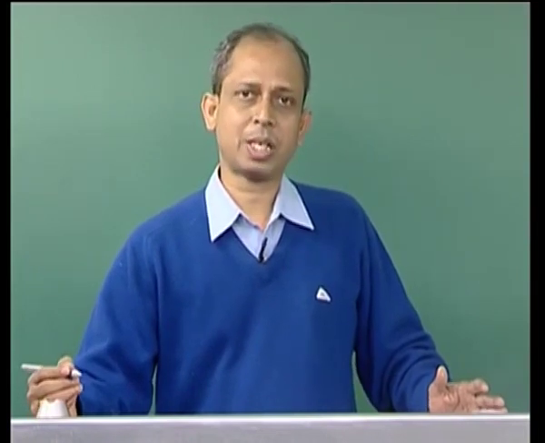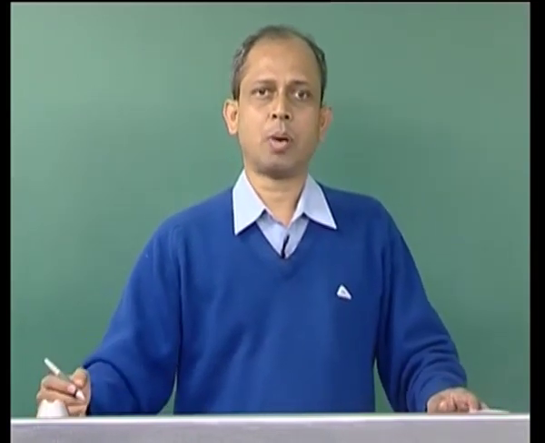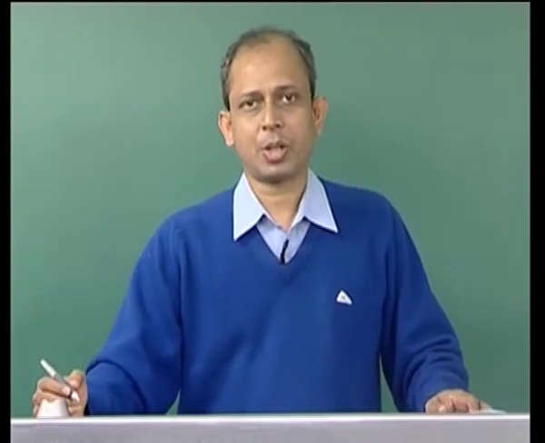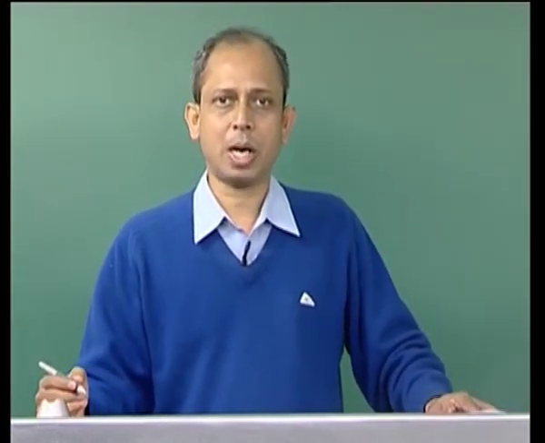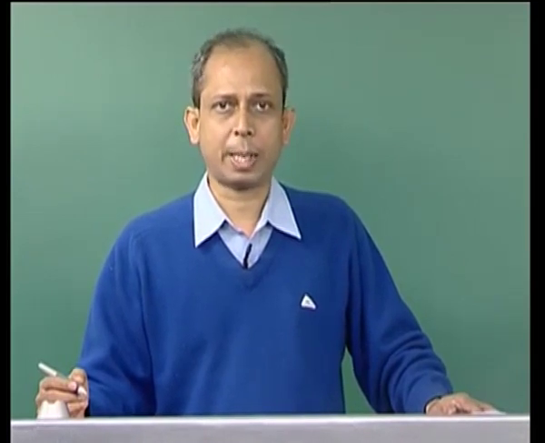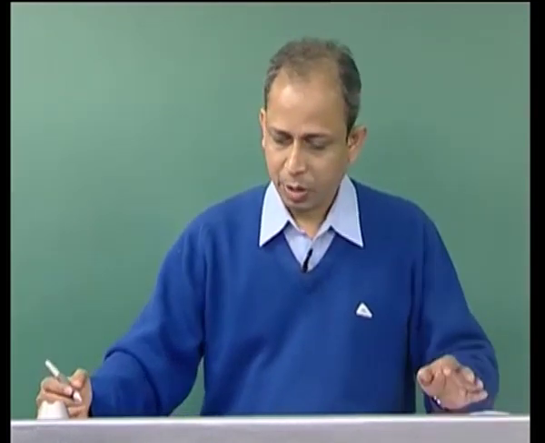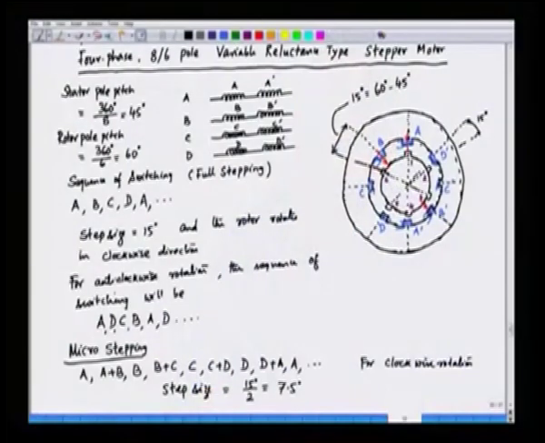So, in the last lecture we were discussing a stepper motor with a stator and a 6-pole rotor, the variable reluctance type. Let us have a look at it once again. Now, this is the stepper motor cross section that we were discussing in the last lecture. This is the stator, which has 8 poles.